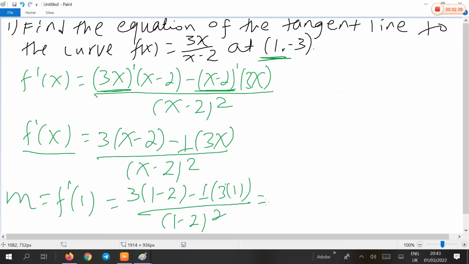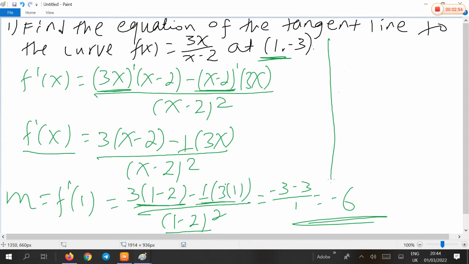Then it will be given by 3 times minus 1, which is minus 3, minus 1 times 3, which is minus 3, all over (1 minus 2) squared, which is 1. So the slope of the tangent line is minus 6.